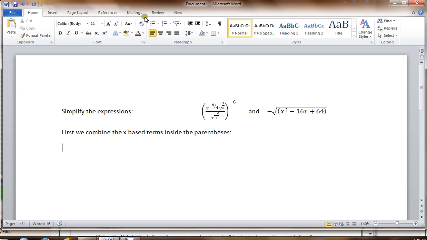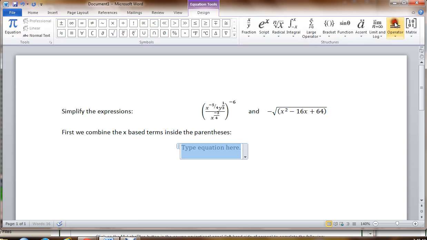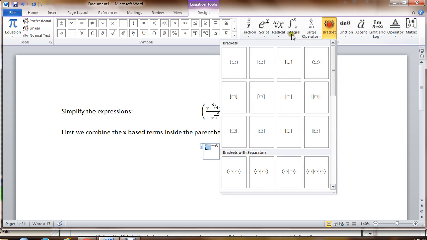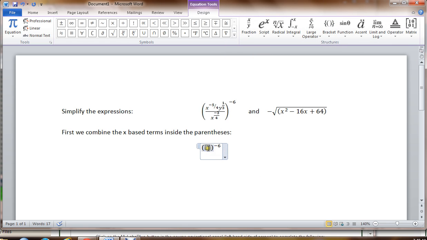Alright, so now in the equation editor, I have to keep this big parentheses on the outside, and I also need to have it as an exponent with this power of minus 6. So I'm going to start with the script tool. I'll put the minus 6 up in the exponent, and then for the base, I'm going to go to the bracket tool and put in a big parentheses. Now inside the parentheses, I'm still going to have a big fraction, so I'll use the fraction tool.